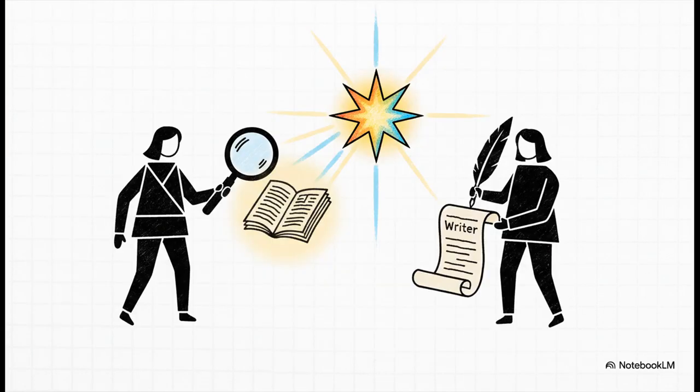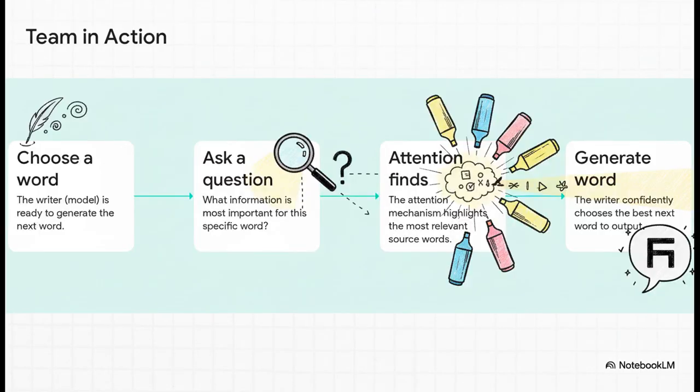To make this really click, let's use an analogy. I want you to imagine the AI is part of a research team. But this isn't just any team. It's a hyper-efficient research team, and its entire job is to write one perfect sentence. Let's watch this team in action. So our writer is poised, ready to add the next word. But which one should it be?